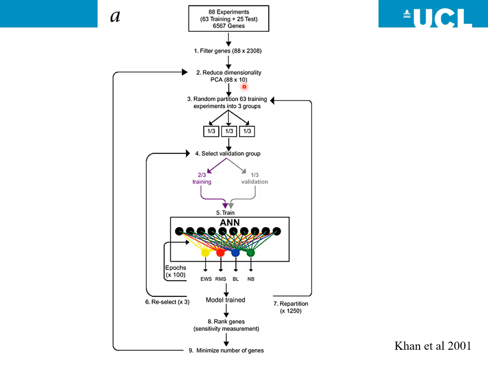So Ewing sarcoma involves a chromosomal rearrangement which may cause a number of genes to all go down in expression or all go up in expression in that area of the chromosome. So we only get 10 principal components out of these 2,300 genes. They then did threefold cross-validation. They randomly partitioned the 63 training samples into 3 groups. They did 2/3 training, 1/3 validation, and they trained a neural network.